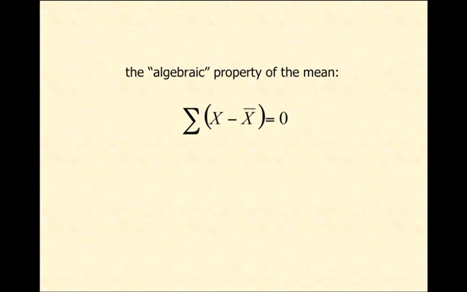So, in the book, it talked about the algebraic property of the mean. That is, that the sum of all deviation scores is 0. And at first this may seem counterintuitive, but it makes complete sense. If someone's average, that means that they're precisely at the balancing point of all scores that are above them and all scores that are below them.